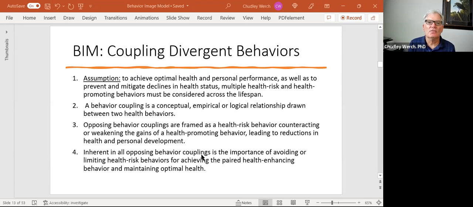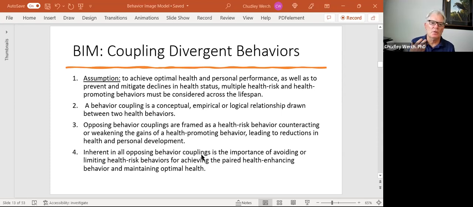It's not enough to address just vaping. It's not enough to address just physical inactivity. We must address multiple things because these are so common for all youth and young adults and even adults. And it's a much more holistic approach, taking into account a broader array of health behaviors.